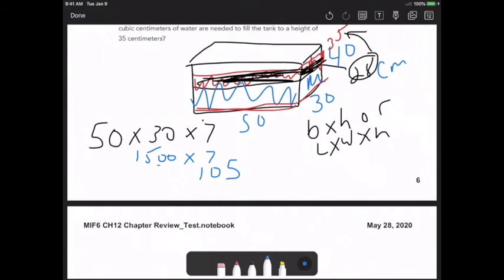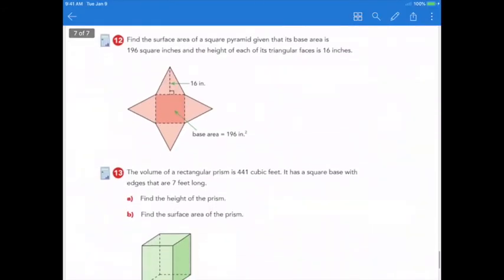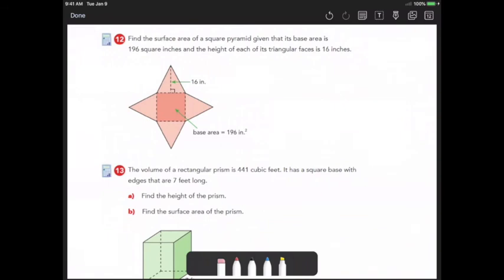And then we're going to have to add 2 zeros. So the answer is 10,500 centimeters cubed. That's how much water you need to add. Okay, so let's try 12. You're going to work on 12.